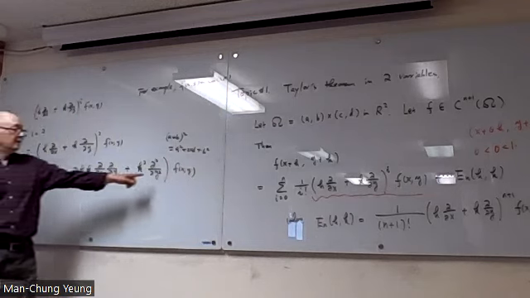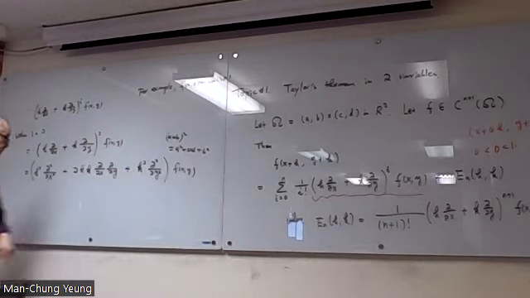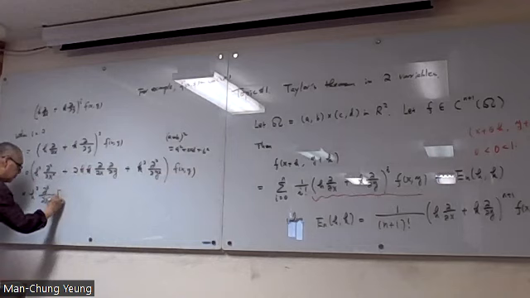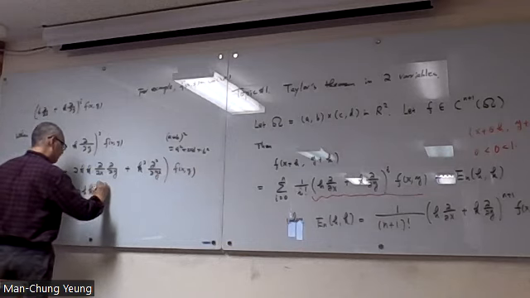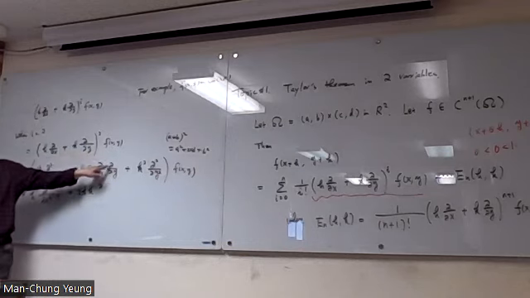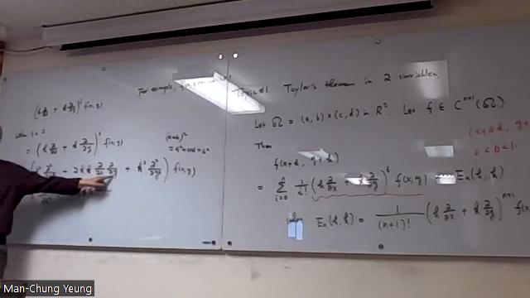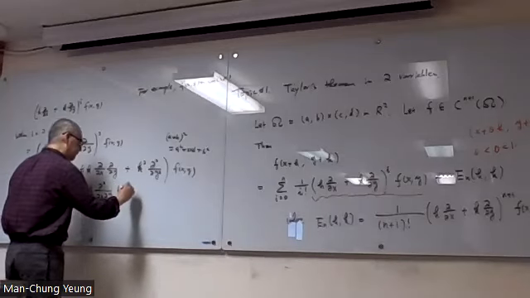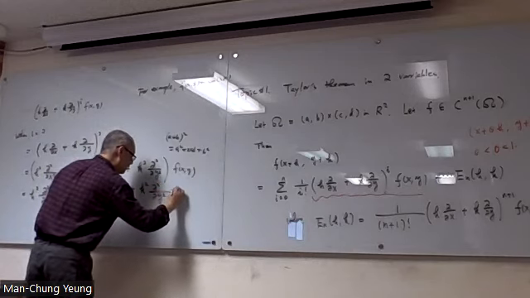Then distribute function f to all the three terms: h squared partial x squared f, then 2hk partial x partial y f, and then plus k squared partial y squared f.